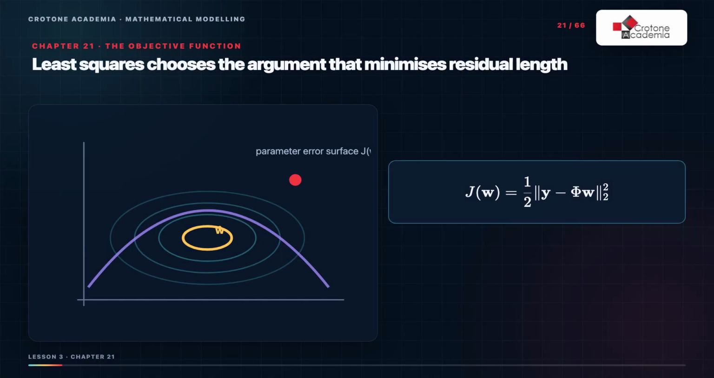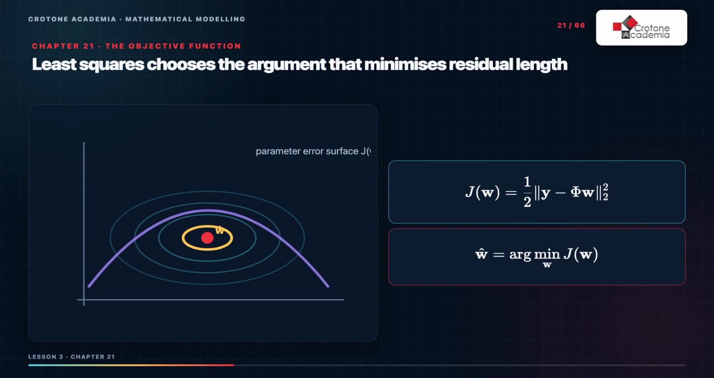Define J of w as 1/2 the squared residual length. The factor 1/2 does not change where the minimum occurs. It simply cancels a factor of 2 in the derivative. Argmin means the parameter vector at which J reaches its minimum. You can picture J as a surface above parameter space. For a well-identified linear model, it forms a convex bowl, and the least squares estimate sits at the bottom.